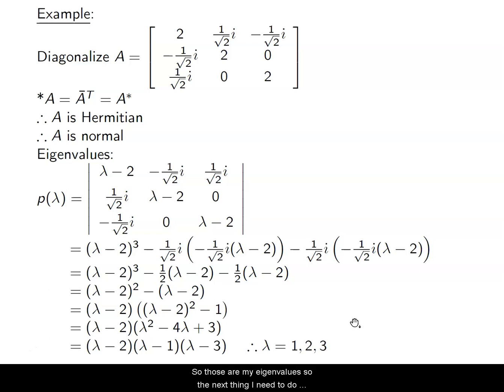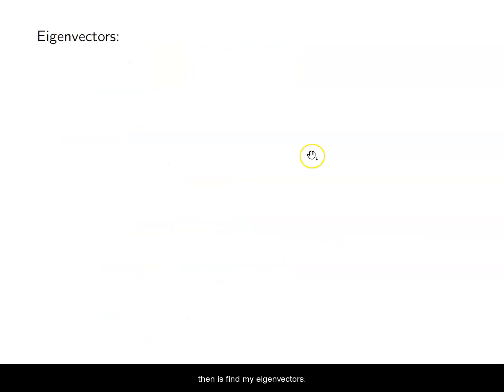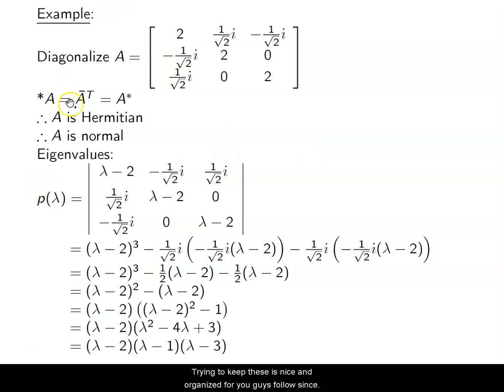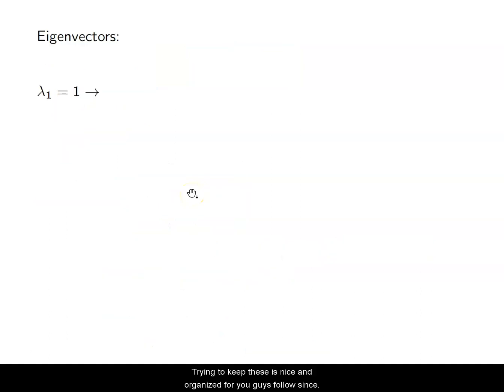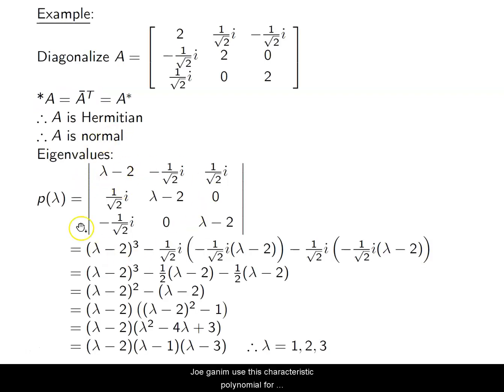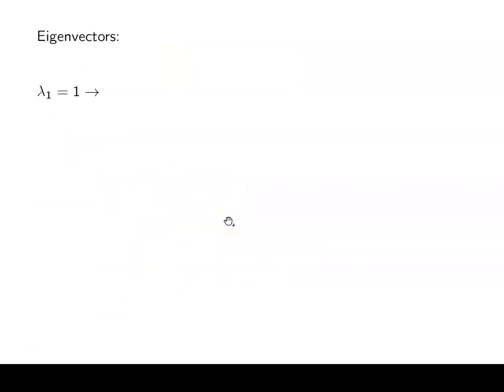So the next thing I need to do then is find my eigenvectors, okay? So trying to keep this nice and organized for you guys, so that it's easy to follow since it's our last video. We'll go in order from 1, 2, 3. Lambda 1 equals 1. So again, I'm going to use this characteristic polynomial, put a 1 everywhere. So everything else will be the same, and I'll have minus 1 along the diagonal.